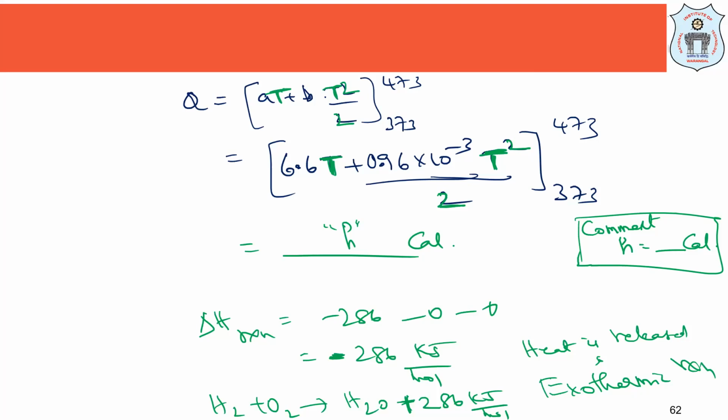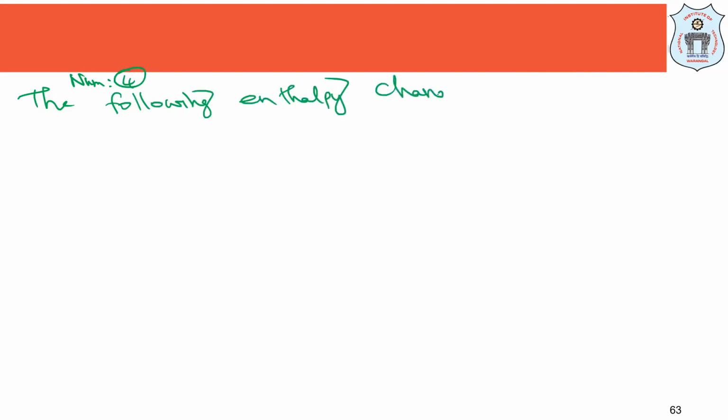I take another problem, keeping this in mind. Numerical 4. The following enthalpy changes are known from the experiments.